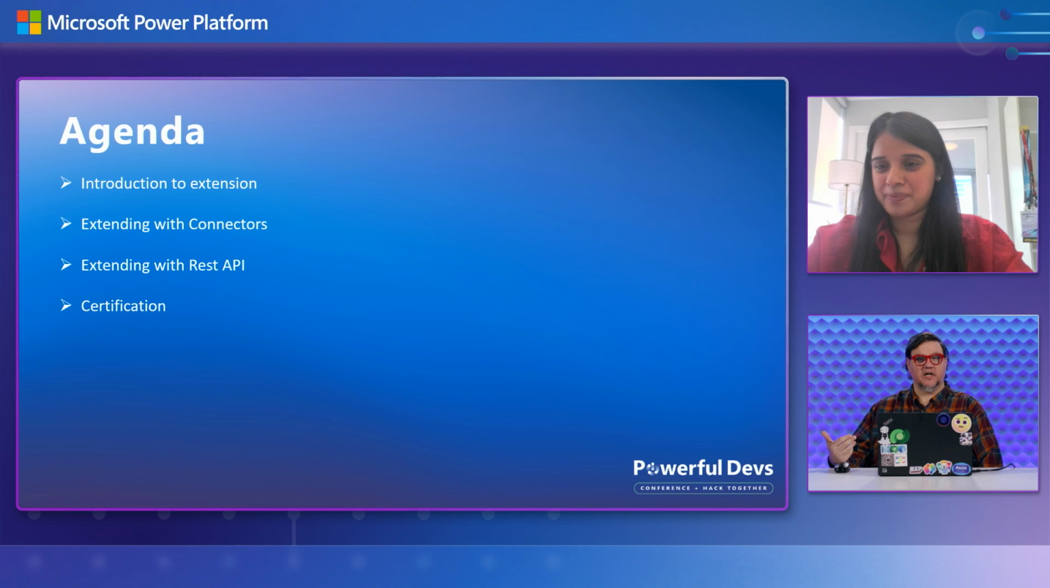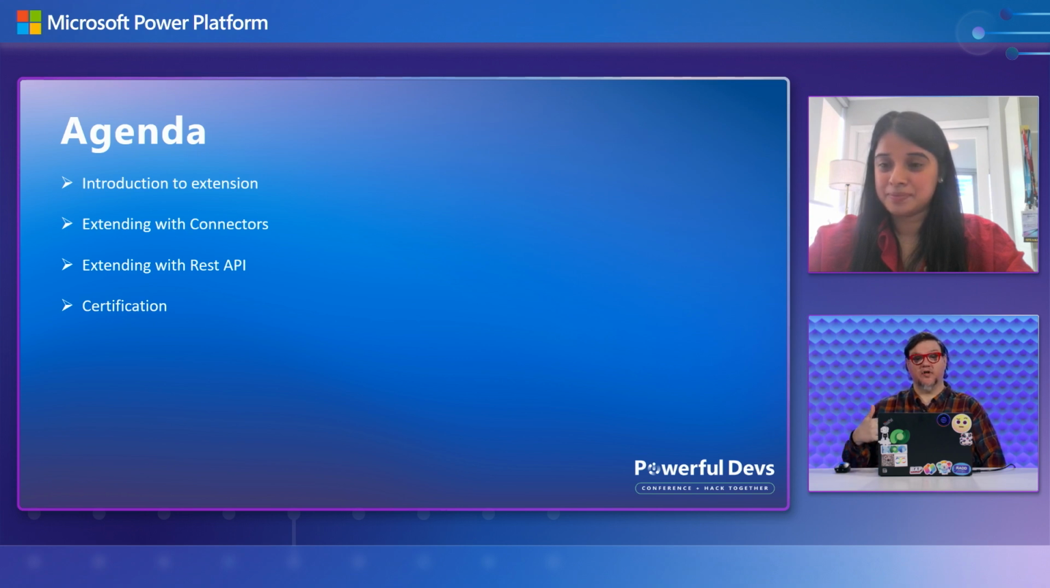A few things I want to talk about for a moment is the agenda we'll be covering. We'll be talking about what are extensions and why do you want to extend a Copilot. Then we're going to talk about using connectors as a means of extension. Connectors are within the Power Platform a way for you to use APIs coupled with authentication that allows you to connect to external data sources. Then we're going to talk about how to use REST APIs directly rather than a connector, and talk a little bit about certification.